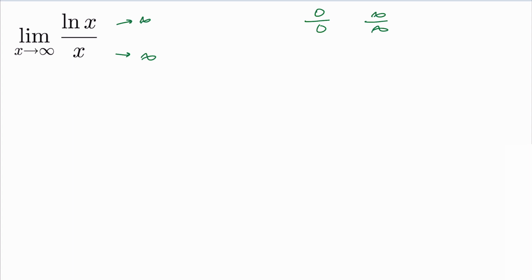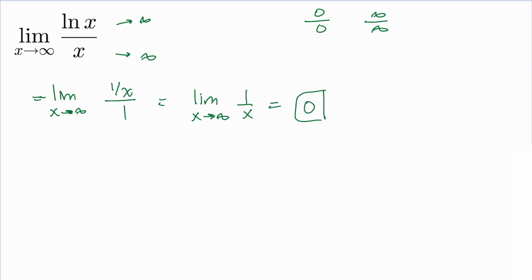Now remember, L'Hopital's rule says that this is equivalent to the limit as x approaches infinity of the derivative of the numerator over the derivative of the denominator. And if we simplify this, we have the limit as x approaches infinity of 1 over x, and as x gets large, that's a denominator, we know that this limit is 0. So the conclusion is the limit as x approaches infinity of natural log x over x is equal to 0 by L'Hopital's rule.